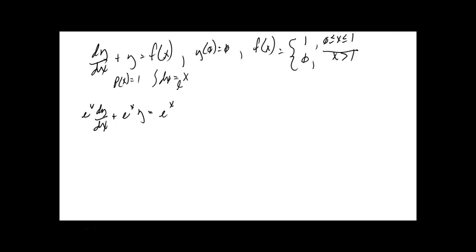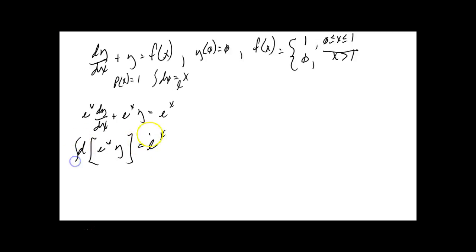Now, first I want to make sure that this is what you reckon that product will be, e to the x times y, right? Let's check and make sure that works. The derivative of this would be e to the x times y, plus e to the x times the derivative of y. Fine. So this is equal to e to the x.